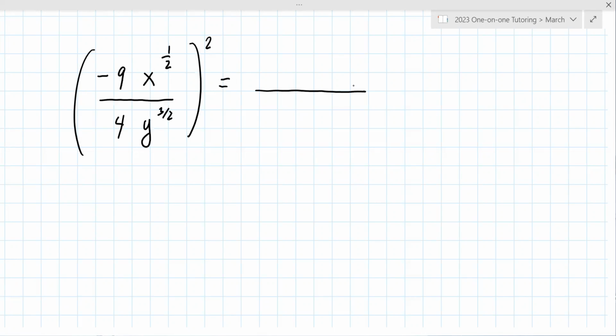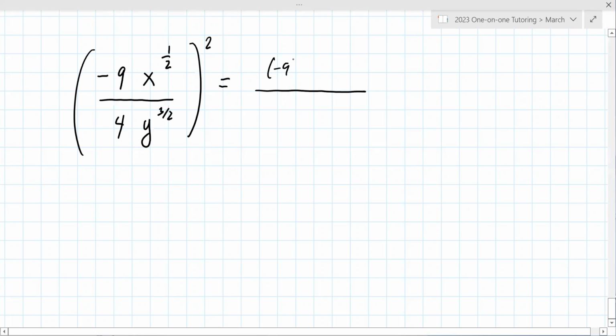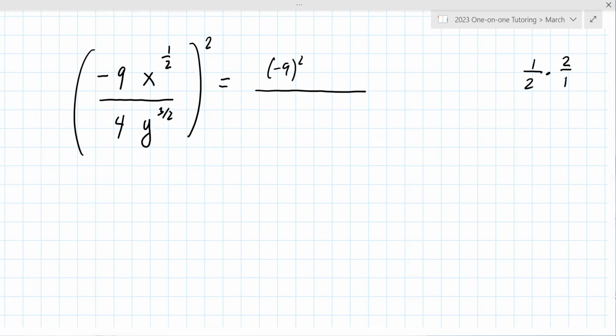So I have in parentheses -9 squared, and I don't know what would be for x. So you're multiplying 1/2 times 2. You can write 2 as 2 over 1. Oh, okay. So 1, 2, 2. So that would just be 2.